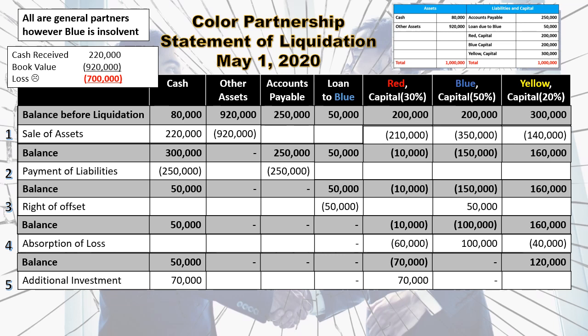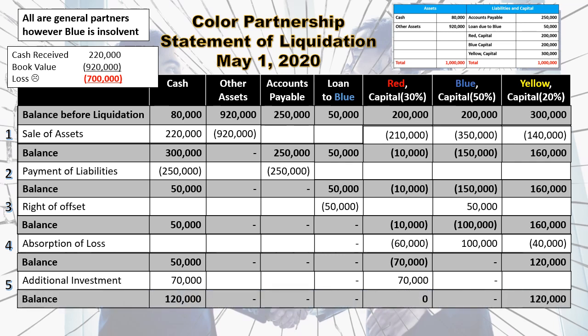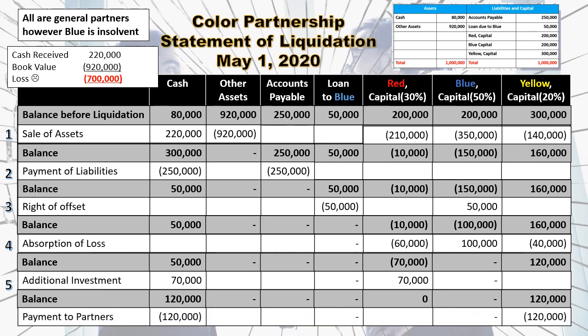So, after the additional investment of red, pwede na, ito na yung ating mga balanse. Ang cash natin, 120,000 pesos na kasi nag-invest ng additional na 70,000 pesos. So, since equal na yung cash available para i-distribute yan kay yellow capital kasi siya na lang yung may positive, pwede na nating i-distribute yan. So, payment to partner, sa case natin, ang babayaran na lang po natin ay si yellow kasi siya na lang po yung may positive balance. So, after the statement of partnership liquidation, zero na po yung balance ng ating mga account.